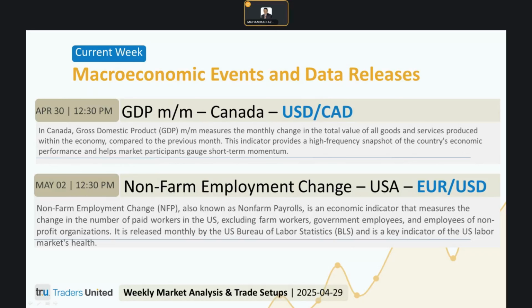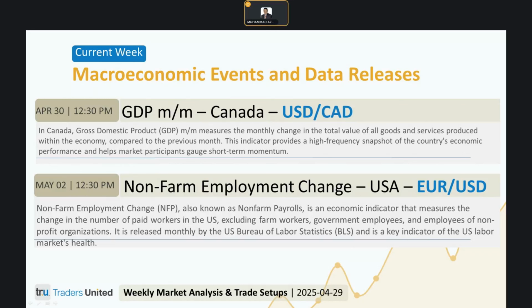So the conclusion is, until the actual financial figure is released, USD CAD may trade in a cautious range. However, once the GDP data is published, a stronger than expected result could strengthen the CAD, the loonie, while a weaker figure may pressure it lower as investors reassess Canada's economic trajectory.